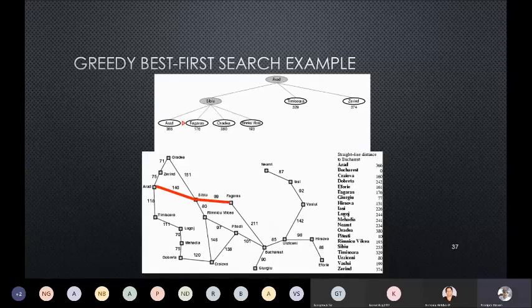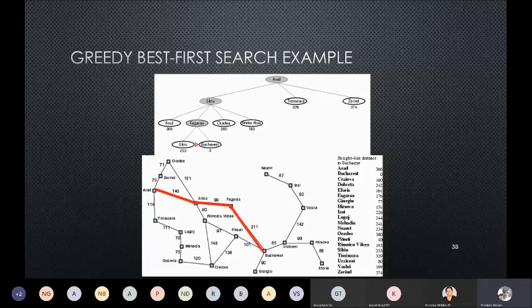From Sibiu, I can go to four cities. Of course, I can go back to Arad, which is 366 kilometers away from Bucharest. I can go to Fagaras, which is 176 kilometers away. And then there are two more cities, something called Oradea, I think, which is 380 kilometers away, and the other city is 193 kilometers away from Bucharest. And you may note that I am only using the right hand table, that means the straight line distance of the cities from Bucharest. So here the lowest number is 176. So I went to Fagaras.